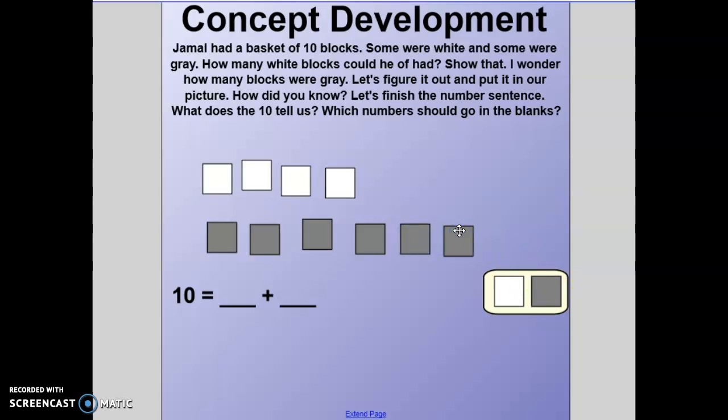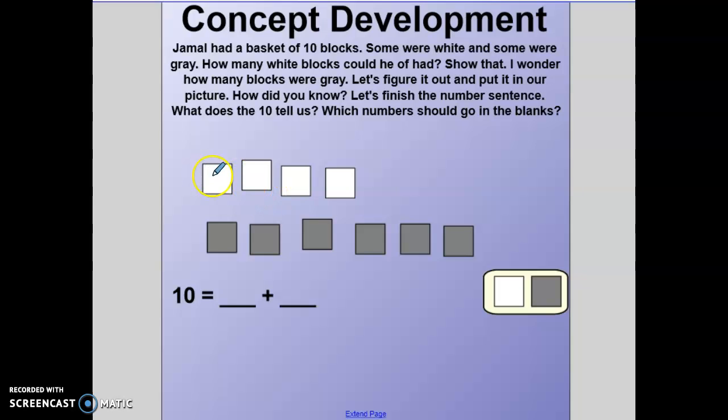Okay, super challenge time. I would like you to write the number sentence to match our picture. Go ahead. All right, let's see if our answers match. So we said we had some white and some gray. So that's what I did for our picture. Now, is this the only way it could be done? No, absolutely not. There are many different ways it could have been done. But this is just the picture we drew, and this is the picture we're going to do our number sentence on.